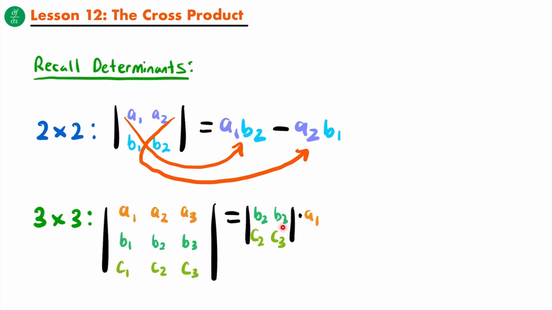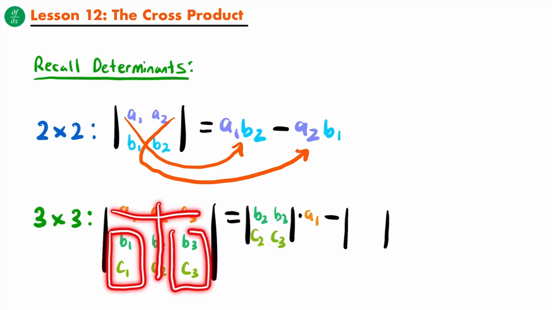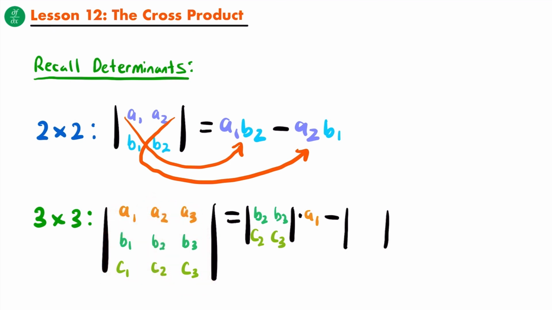Okay, but now that's just one part of the 3x3 determinant. There's two more parts. The next part we subtract. We're going to be subtracting another determinant, but now multiplied by A2. We're moving on to the next value in this first row. And so just like with A1, what we're going to do is cover up or cross out the row and the column that A2 is located in, and then the remaining four values are going to create a 2x2 matrix that we are going to calculate the determinant of and multiply by A2. All right, so in this case, we're going to have B1 and B3, and then C1 and C3, and the determinant will be multiplied by A2.